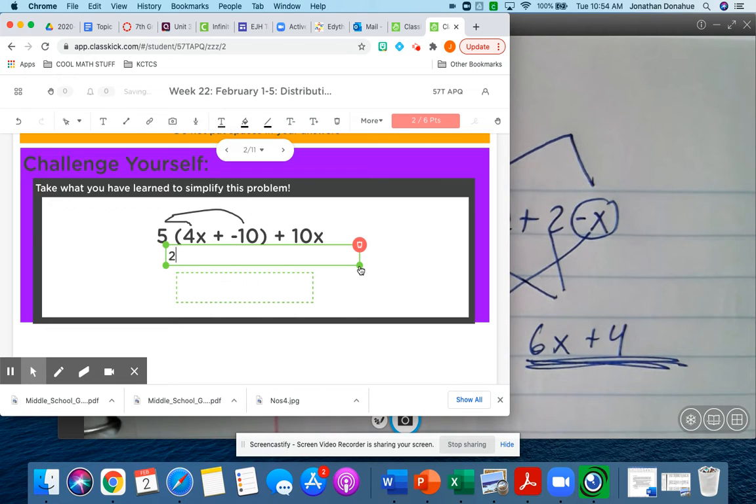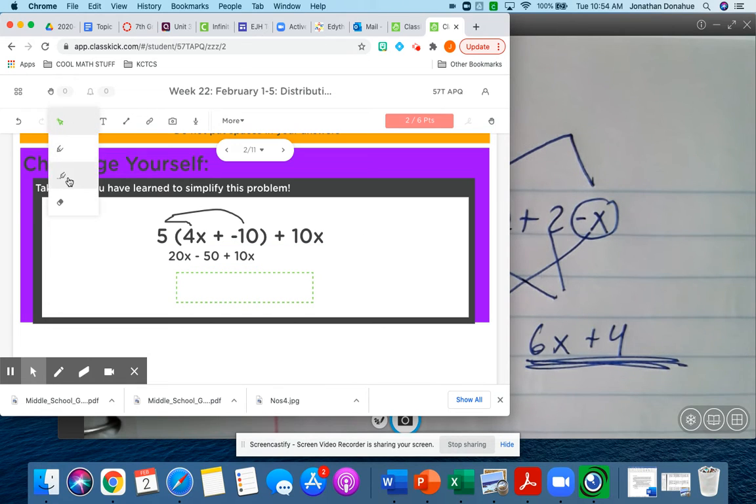5 times 4x is 20x, and then 5 times -10 is -50, and then plus 10x. Now, when I do that, I need to combine the two x's, just like we do distributive property first, and then we do what we have been doing, combining like terms. So I know that I can combine my 20x and my plus 10x. That'd be a total of 30x. And then I need to bring down my minus 50. So 30x minus 50.